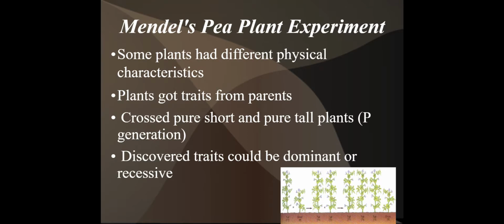Some had inflated puffy pods, and some had constricted pods, or it looked like all the air was sucked out of them. Some of the casings on the seeds were gray, and some were white. The flowers were purple or white. So there were a lot of different characteristics that he could use to determine how those traits or characteristics were passed from the parent plant to the offspring. The plants got different traits from their parents.